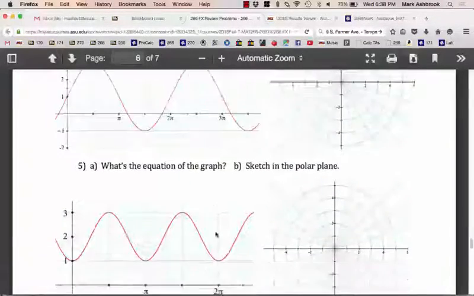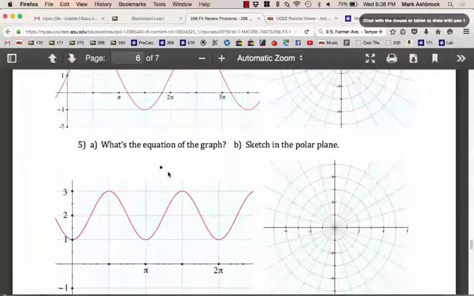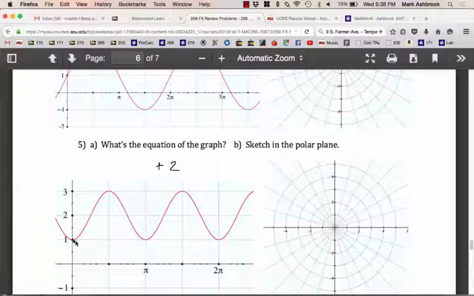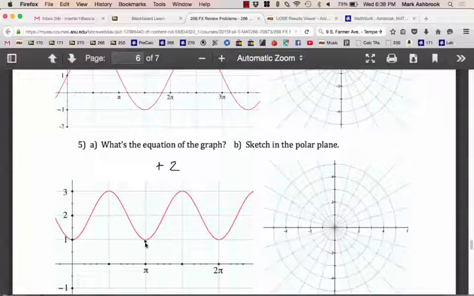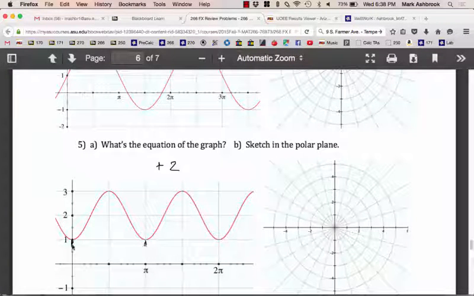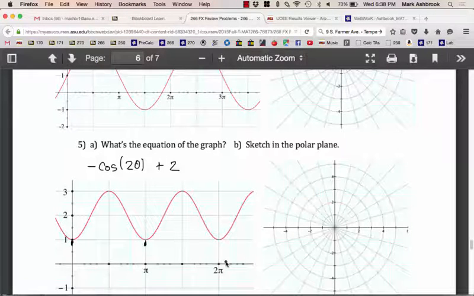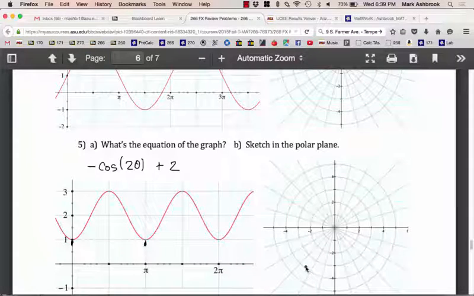So then the function. So midline's 2. And the period is, now the period is half as long. The period is pi now. So what will give us a period of pi? Cosine of 2 theta, but then it's flipped over the midline. So you could do 2 minus cosine 2 theta, or negative cosine 2 theta plus 2, the R of theta for this one.